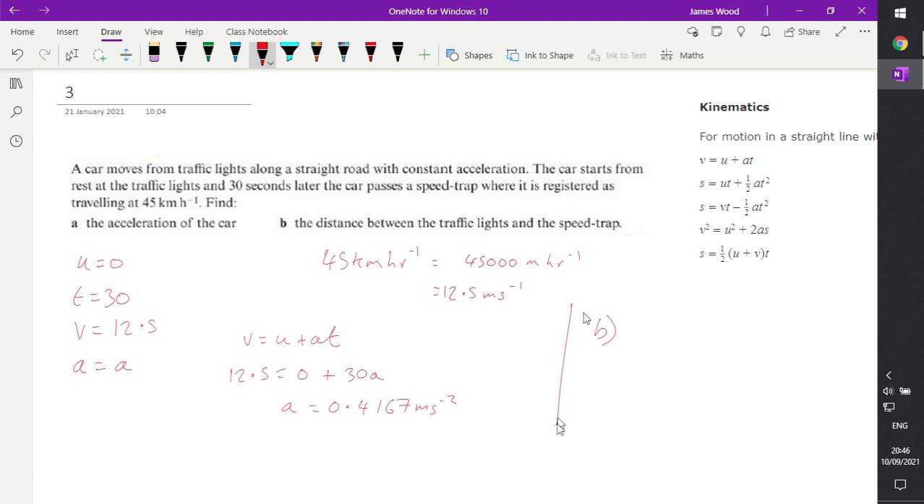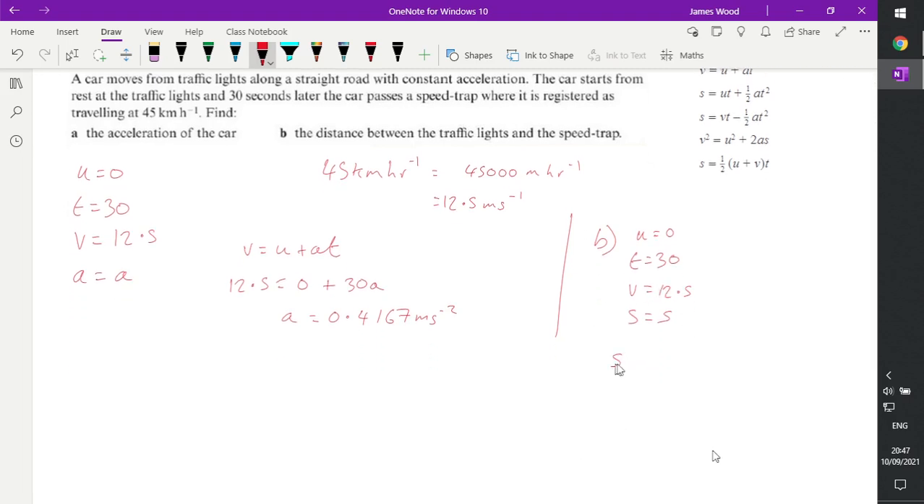Part B, the distance between the traffic lights and the speed trap. So we've still got the same information. U is 0, T is 30, V is 12.5. I could use A now if I wanted to as well, but we might be able to do it without. I just want to find S.